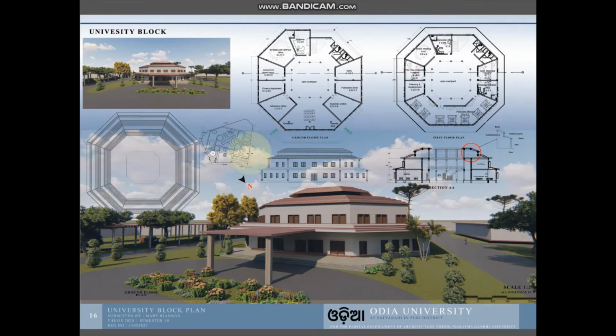University block. The university block is located at the site entry for the easy access of the public and to reduce the disturbance to the academic area. The block has two main entrances. The central courtyards are provided for cross ventilation, and courtyards are key features of Odisha architecture. Public access spaces are provided on the ground floor, and official and record spaces are provided on the first floor.